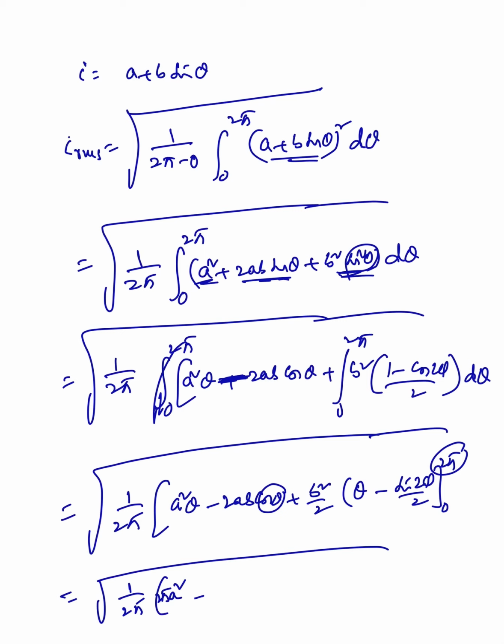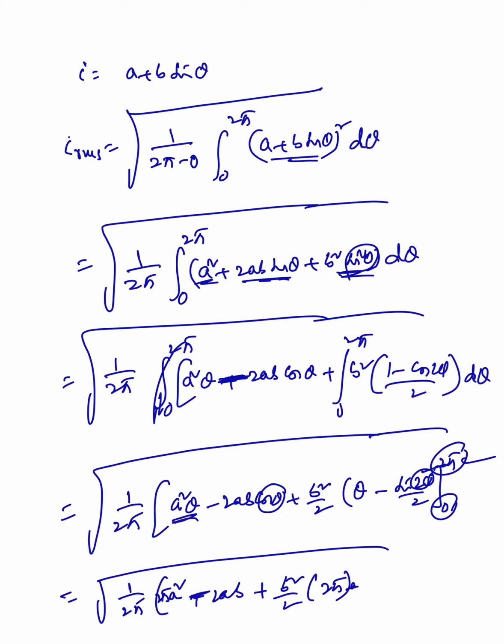Oh no, cos 2 pi plus 2ab minus 1, or cos 2 pi, sorry, cos 2 pi is 1, minus 2ab plus b square by 2 into 2 pi minus sine of 4 pi is 0. I substitute 2 pi, next I will substitute 0.